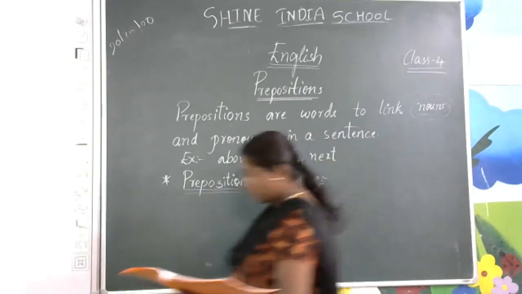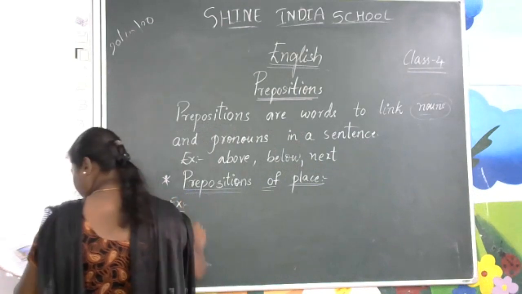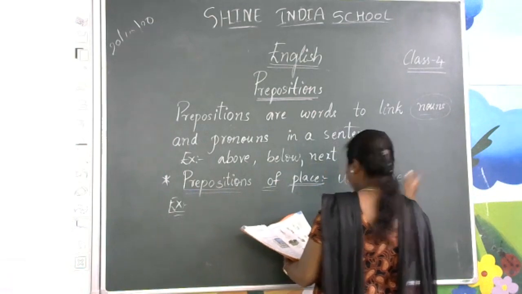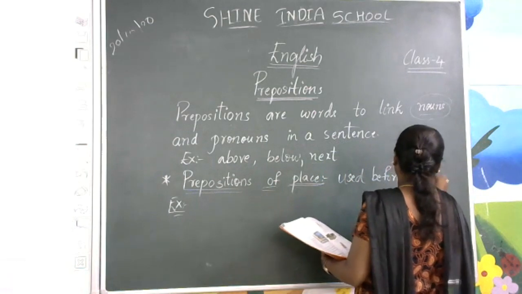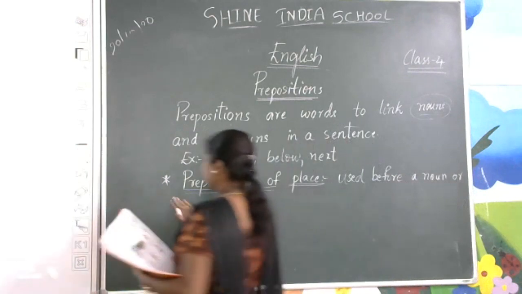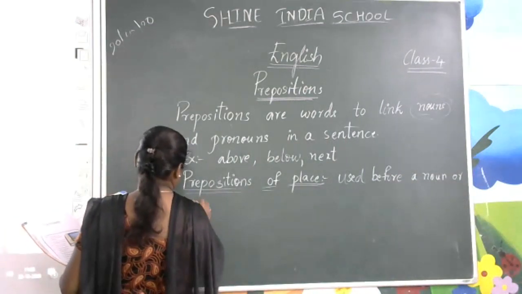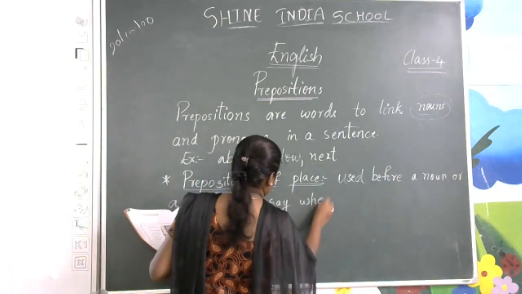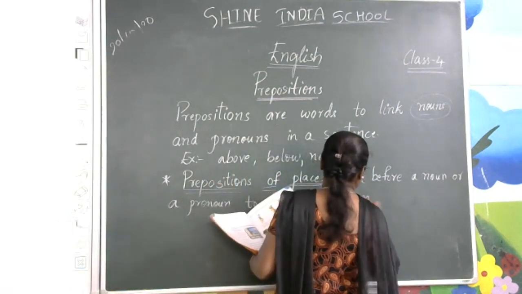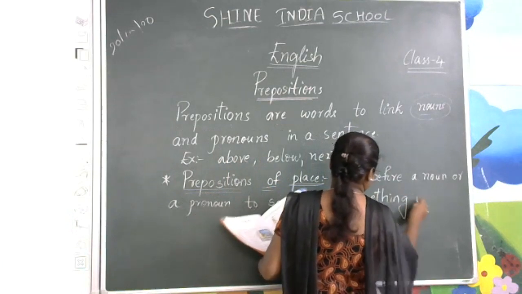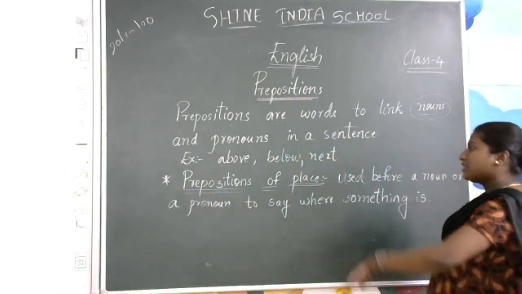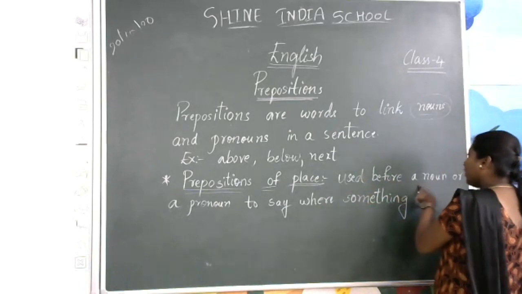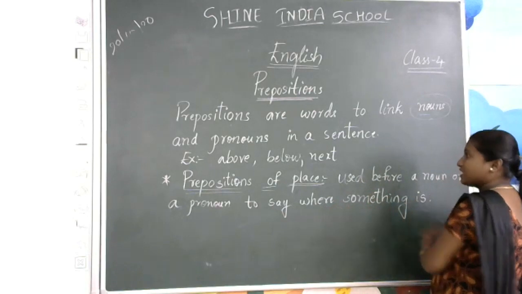Now if you see examples for the prepositions of place. Prepositions of place are used before a noun or a pronoun to say where something is. Can everybody see this? What is the definition of prepositions of place? These words are used before a noun or a pronoun to say where something is.